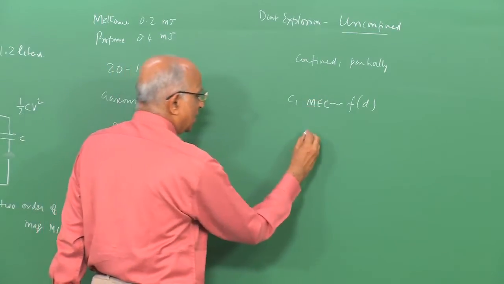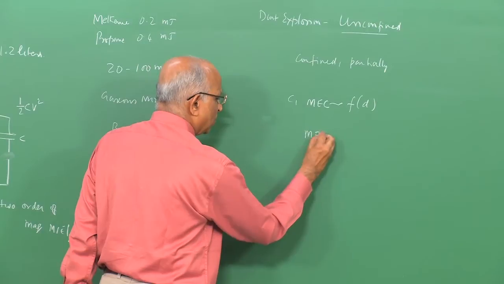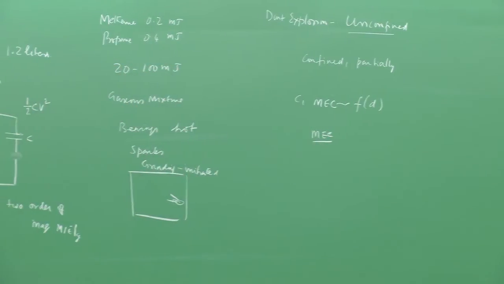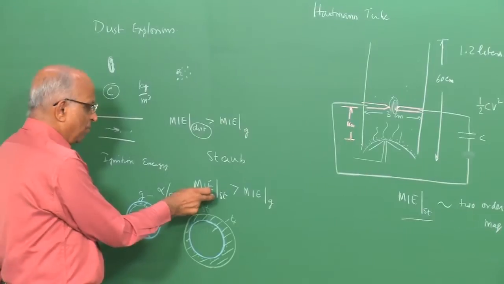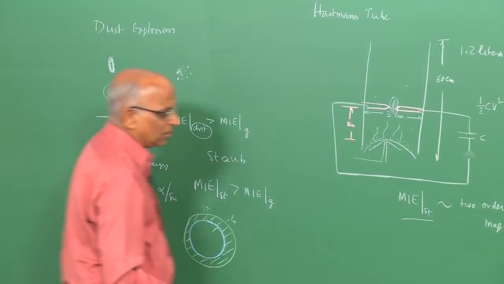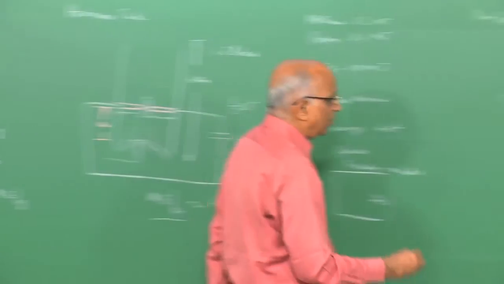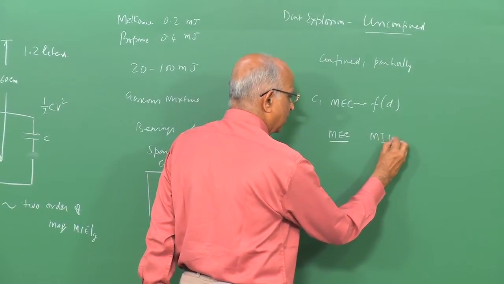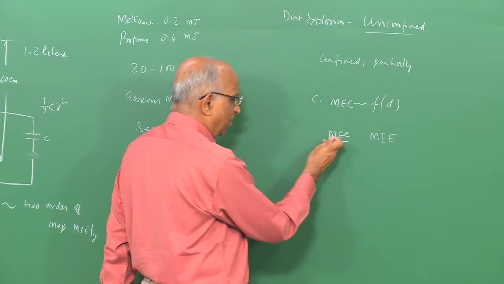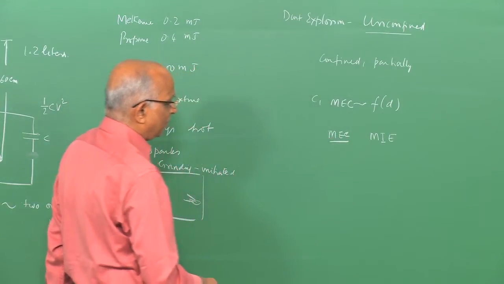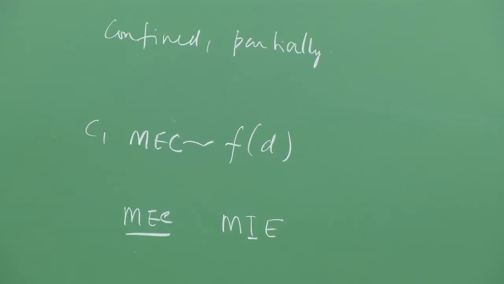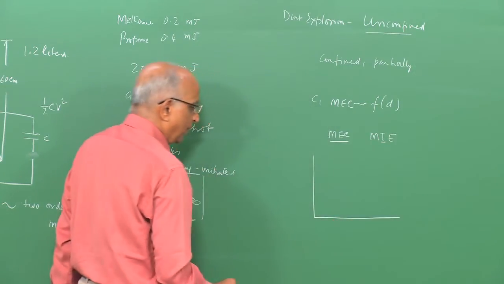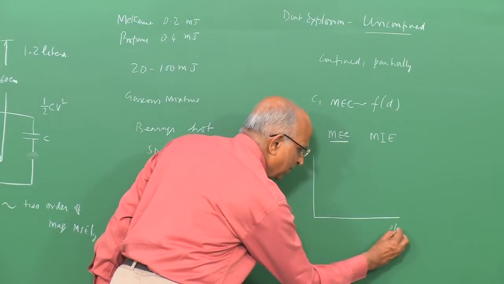Like, for instance, we talked in terms of minimum explosive concentration. We also talked today in terms of minimum ignition energy for a dust mixture. Therefore, we are talking of minimum ignition energy, MIE. We talked of MEC, minimum explosive concentration. Are there some relations?